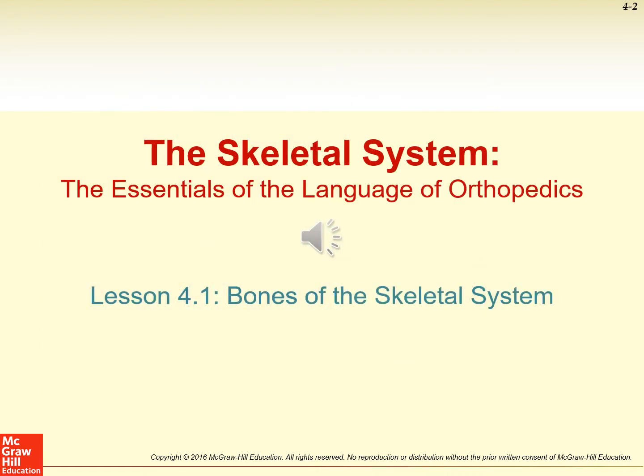Lesson 4.1, the bones of the skeletal system.